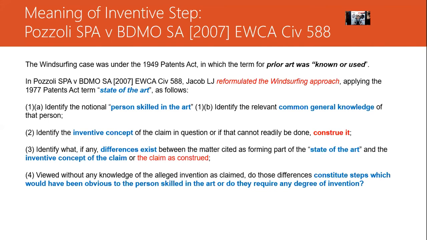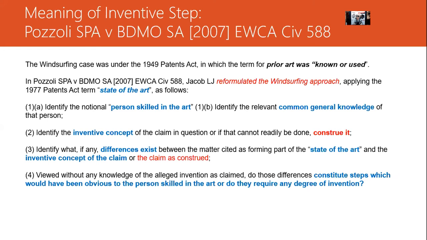Step two, identify the inventive concept of the claim in question. And if it cannot be done easily, construe it. So the court can actually construe the inventive concept of your invention. They can actually make it up, and they can actually construct it. Third step, identify what, if any, differences exist between the matter cited as forming part of the state of the art and the inventive step claimed. So they'll compare the state of the art at the time and your claims, okay?